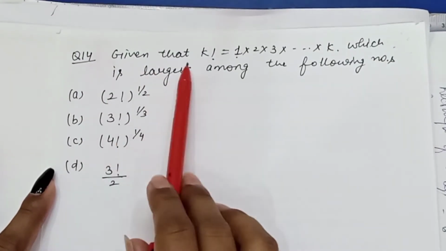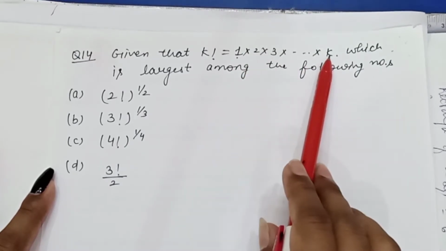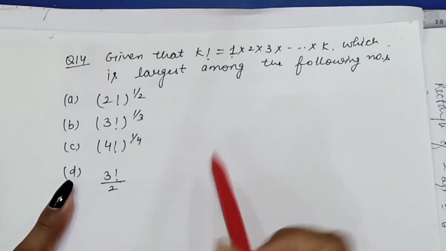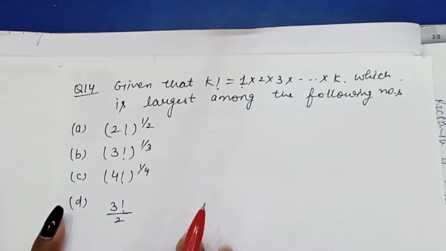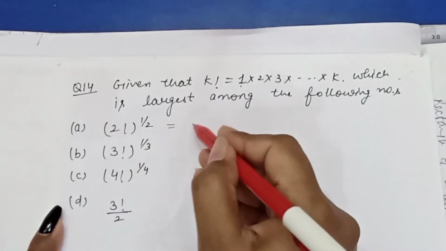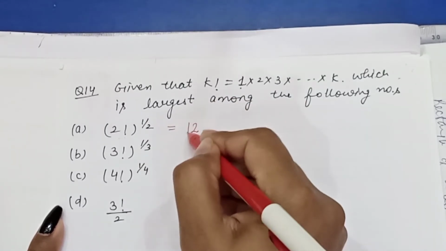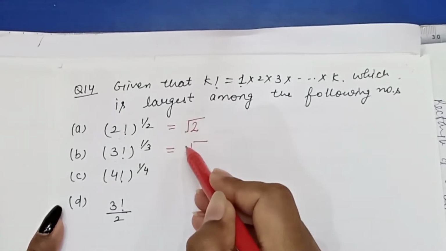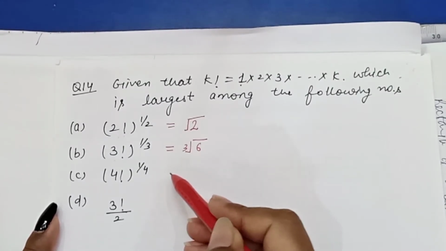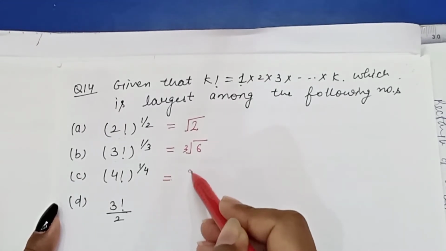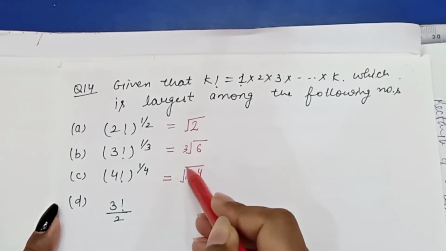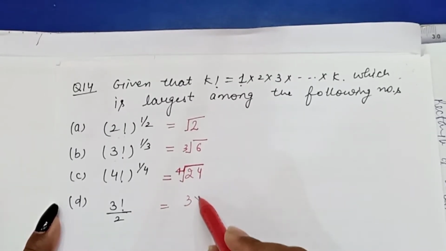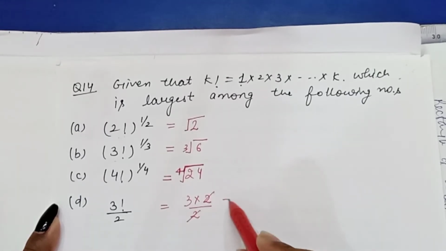Our next question is, given that k factorial equals 1 multiply 2 multiply 3 up to k, which is the largest among the following numbers? These are the options. Okay, let us see the values one by one. Two factorial will be 2 itself, and power 1 by 2 means square root of 2. Then 3 factorial means 6, so it means cube root of 6. Now the next number is 4 factorial, which means 24, to the power 1 by 4. And the option is 3 factorial to the power 1 by 3, which is... it means 3 multiply 2 upon 2, which is equal to 3.